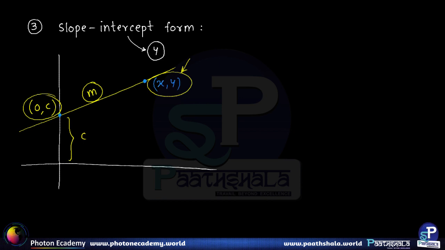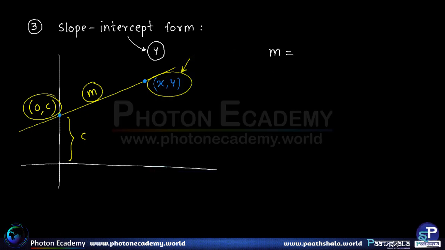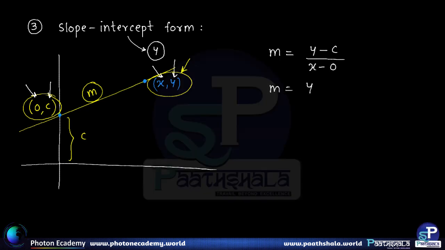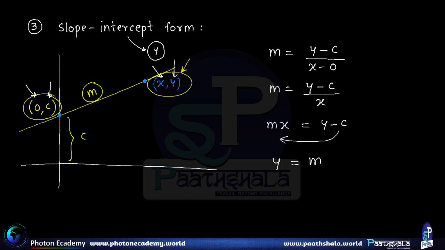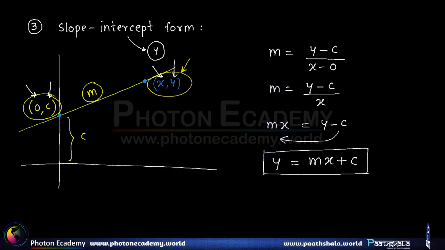Using the formula of slope that we saw earlier, slope is the difference of y coordinates, that is y minus c, upon the difference of x coordinates, that is x minus 0. So here we have m equal to y minus c upon x. Therefore mx is equal to y minus c, and on bringing c to the other side we get y is equal to mx plus c. This is the slope intercept form of the equation of the line.